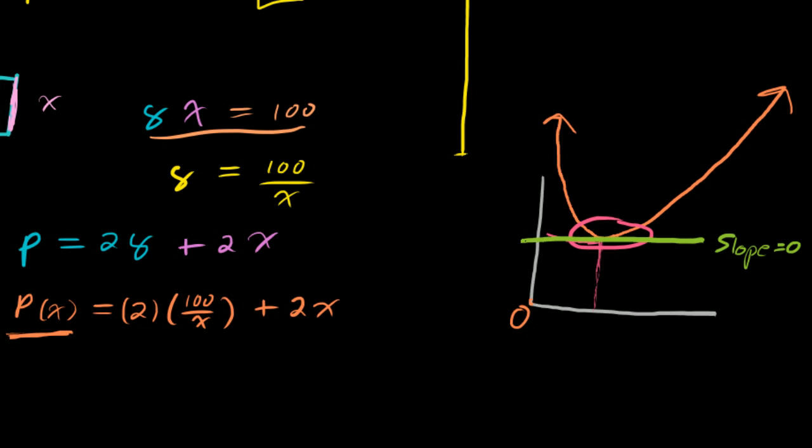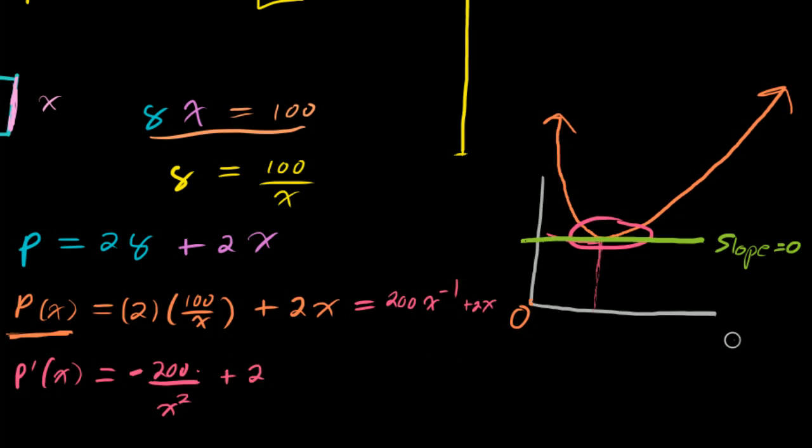Let's take p prime of x. Let's switch colors. Find p prime of x. And we can simplify. Let me write this a bit clearer. p of x is actually 200x to the minus 1 plus 2x. That's a form that will help us take the derivative. So this is going to be 200 times minus 1, and then we decrement the exponent by 1. So it's going to be minus 200 over x squared. And then the derivative of 2x is just going to be plus 2.